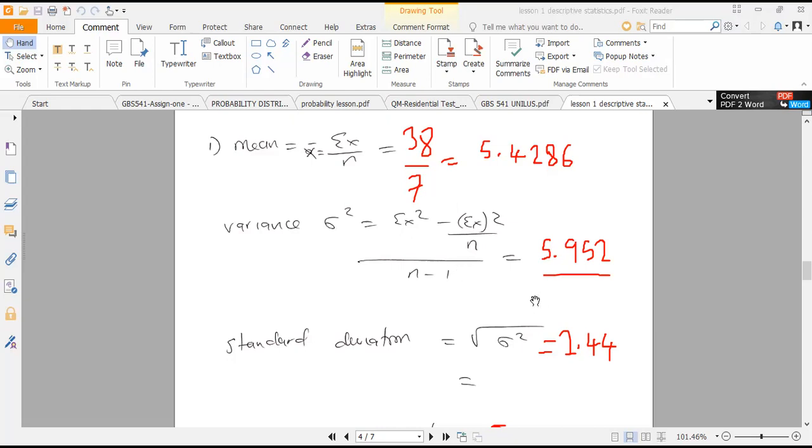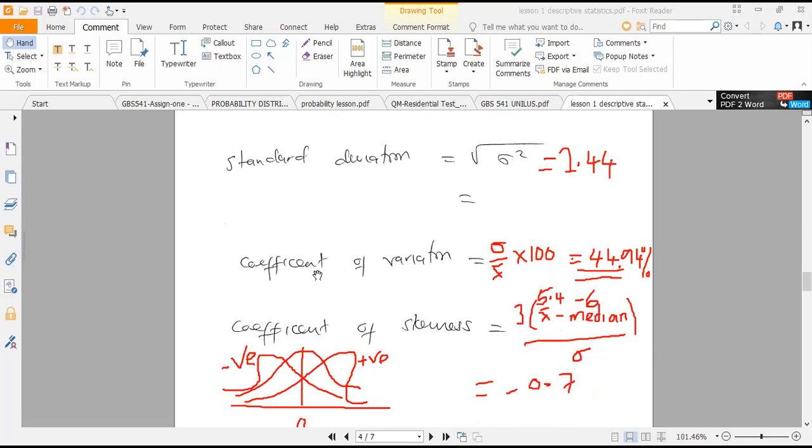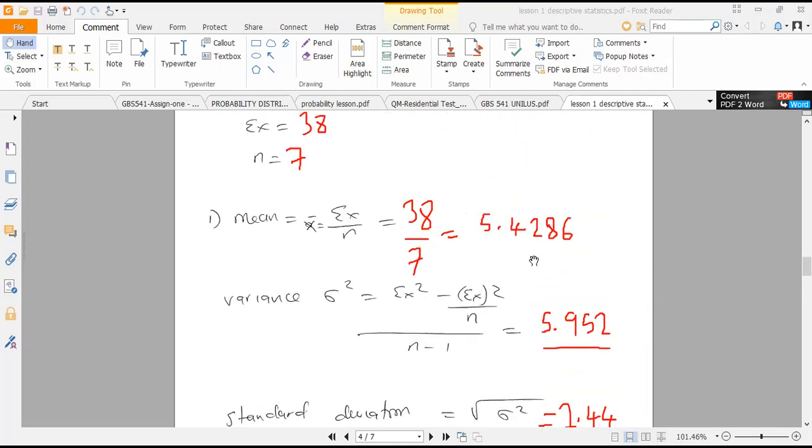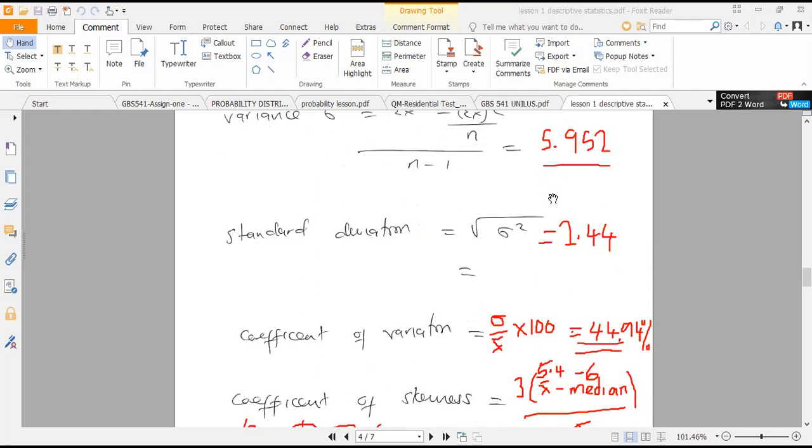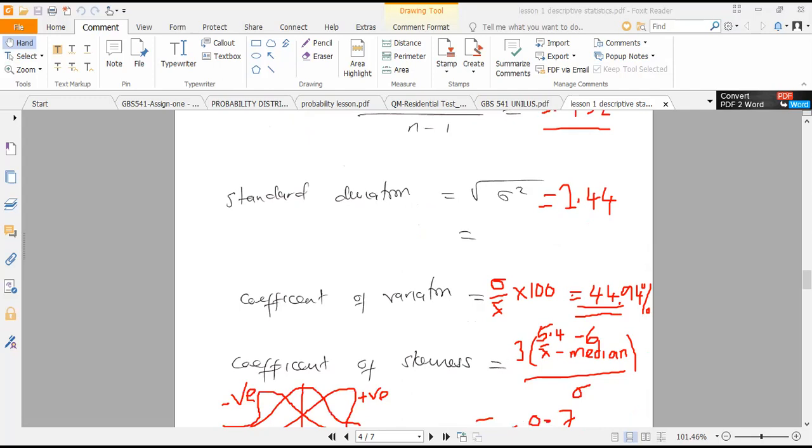Okay. Then when we go to the coefficient of variation, it's simply the standard deviation over the mean times 100. So we found our standard deviation as 2.44 and our mean as 5.43. So when you divide these times 100, you get 44.94%. So that is how we find our coefficient of variation.